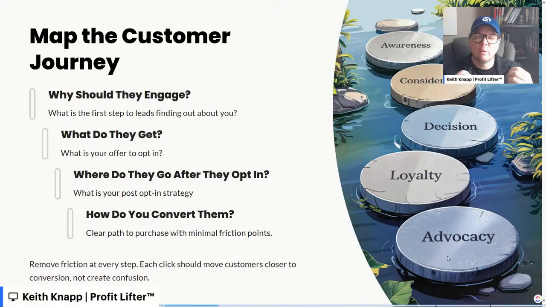So with this, we want to be thinking about this customer journey, but we're going to break this down to your specific ad funnel. The first thing that you want to be thinking about is, why should they engage? What is the first step to leads finding out about you? If I'm just finding out about a business and they're trying to get me to buy something, I'm not going to buy it, hands down. I'm not interested. I don't know you. I don't trust you.